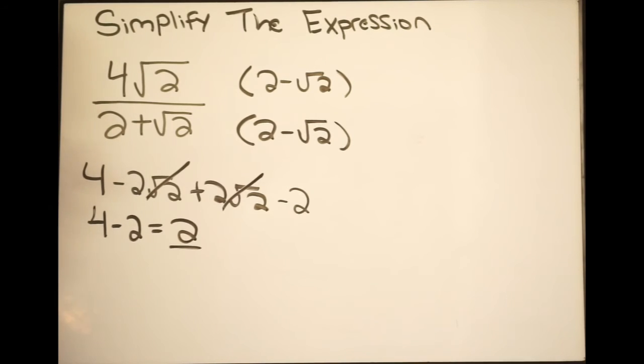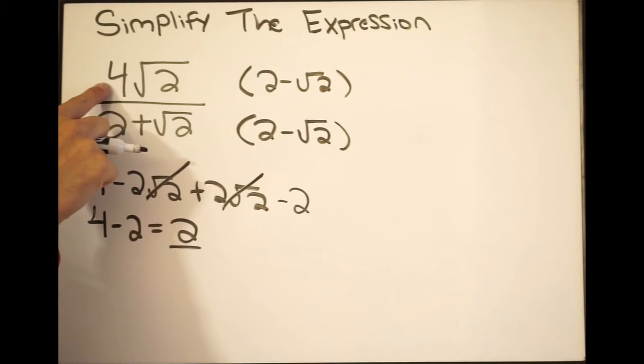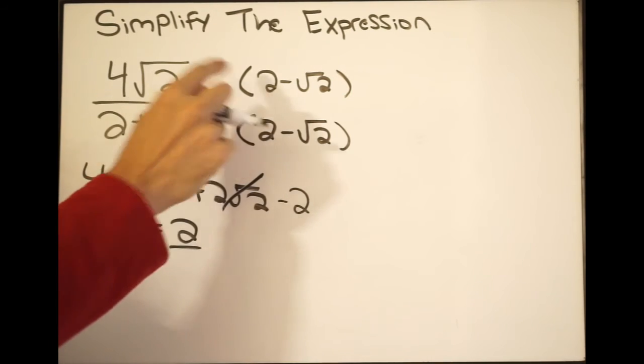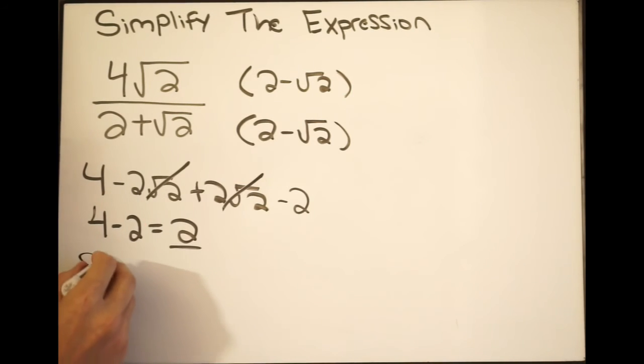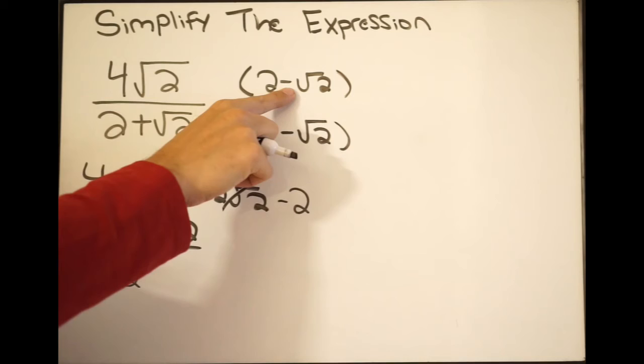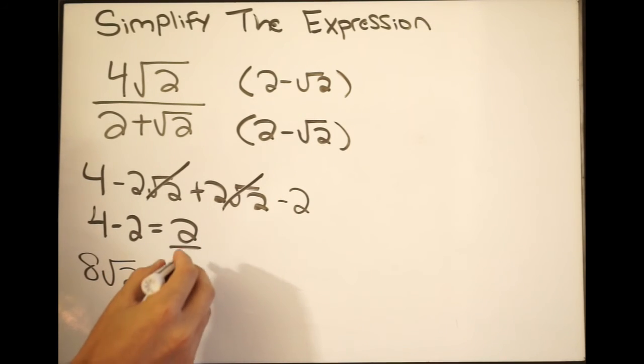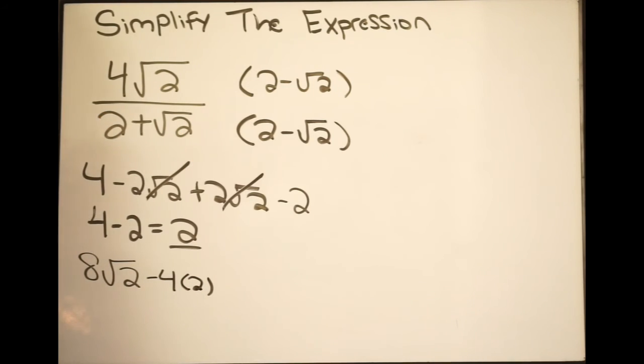So let's work the numerator now. I'm simply just going to distribute to each of my terms. So 4 square root of 2 times 2 is going to be 8 square root of 2. And then just moving on, 4 square root of 2 times negative square root of 2, well, that's going to give me negative 4, right? And then we just have times 2, because the square root of 2 times the square root of 2 is going to be 2. So you can see what happens here. I get 8 square root of 2 minus 8.